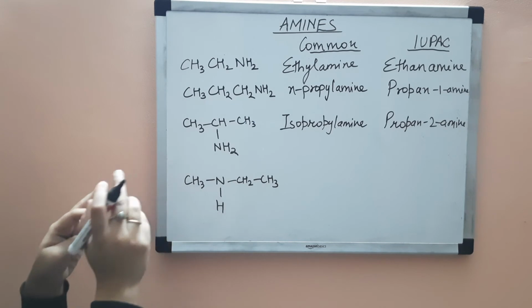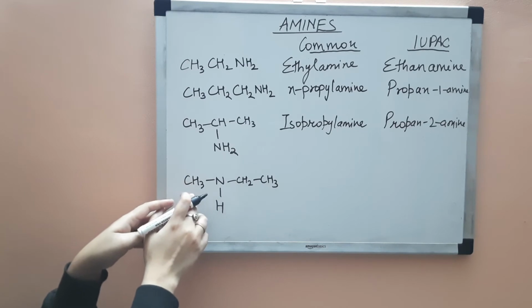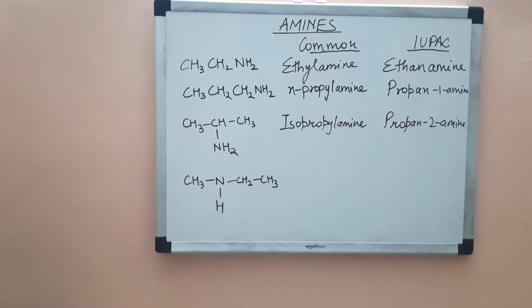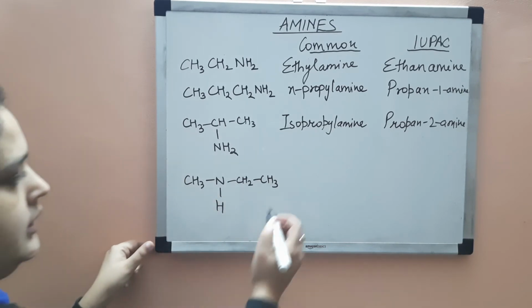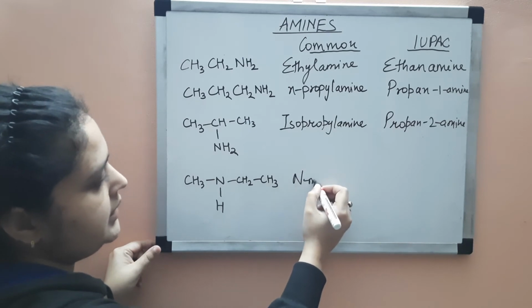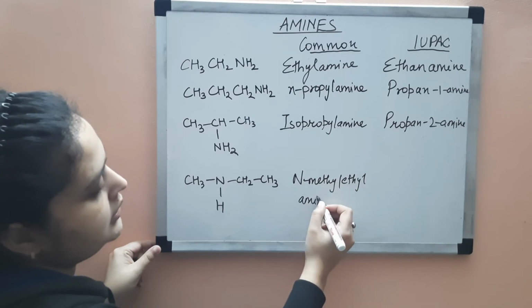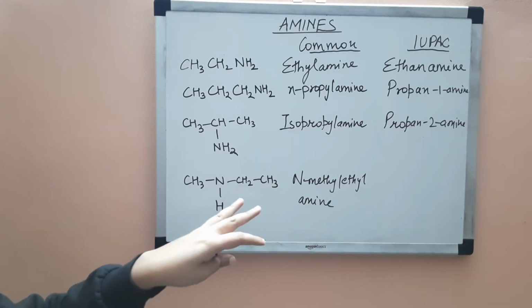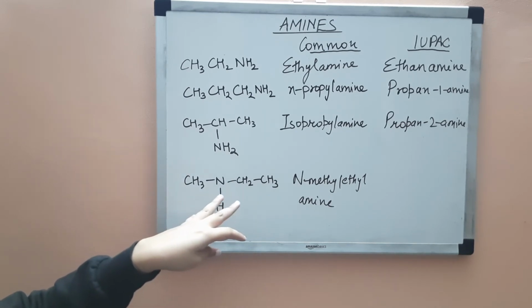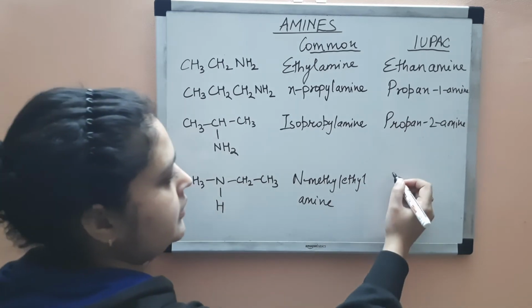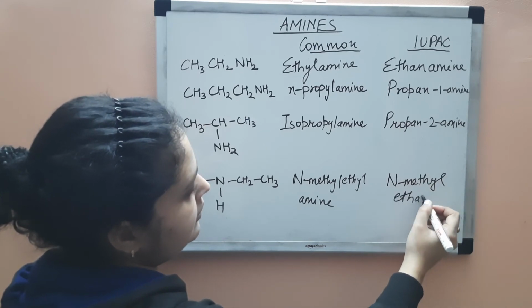Now the fourth amine. There are two different alkyl groups attached on both sides of the nitrogen atom. Here there is methyl, here there is ethyl. So it will be N-methyl ethyl amine in the common nomenclature. And in the IUPAC nomenclature, it will be N-methyl ethane amine.